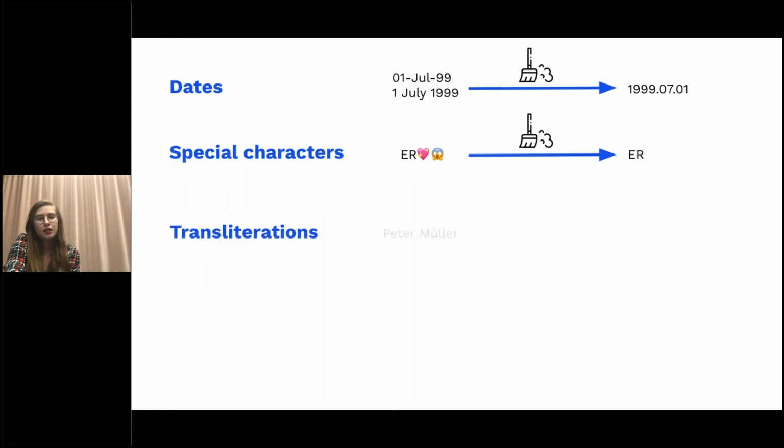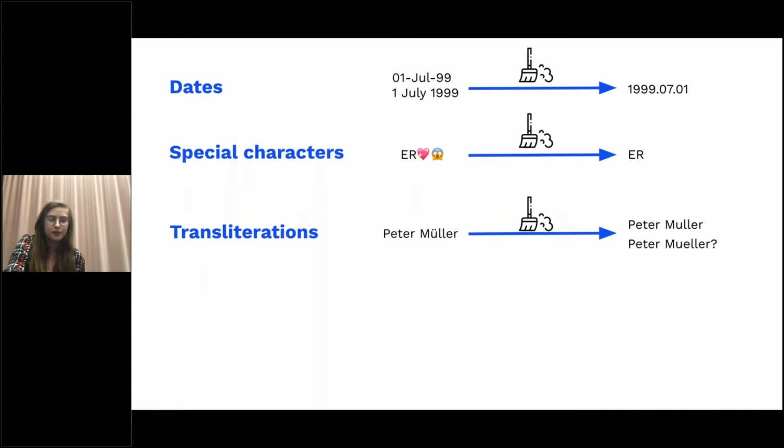Transliterations. Here we have a German name, Peter Müller, and we might want to not have non-ASCII characters. So let's say we can turn it to Peter Muller. But you might also want to say Peter Mueller with a UE because that's closer to the actual phonetics of it in the actual interpretation. And this is still quite an easy example. We could have entirely different alphabets within the same table.